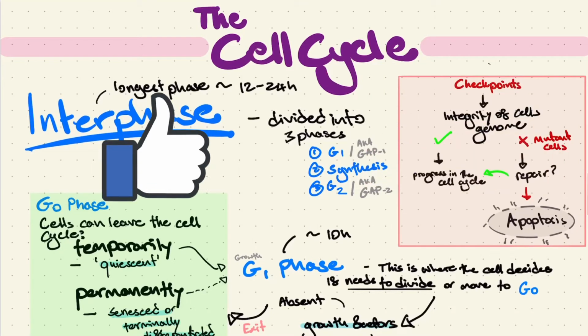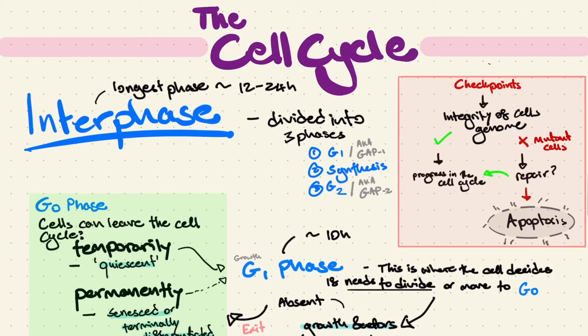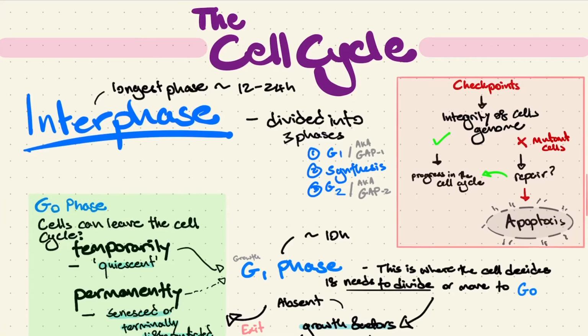Before we go ahead, let me introduce the concept of checkpoints in the cell cycle. I will be covering checkpoints in a lot more detail in my next video about the regulation of the cell cycle, but basically, checkpoints are sort of a self-check to check the integrity of the cell's genome. And what is the genome? The genome is a collection of all the genetic information of a cell, i.e. all the DNA in the cell. And the whole point of this is to prevent the proliferation of mutant cells.